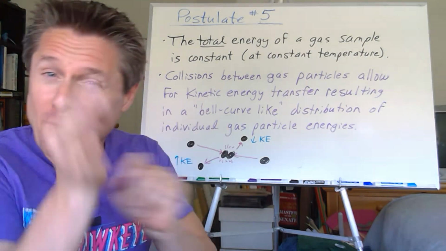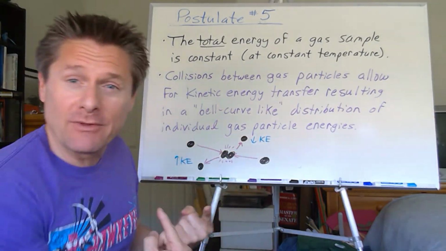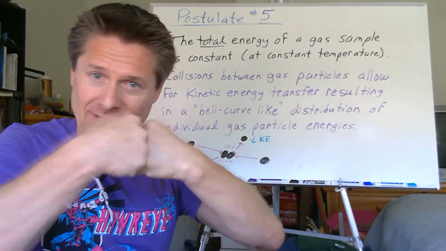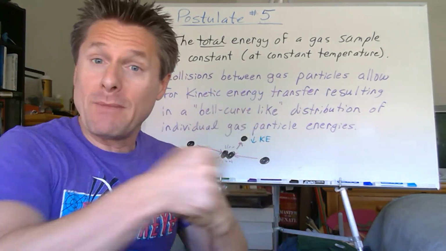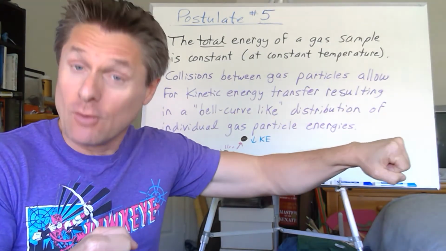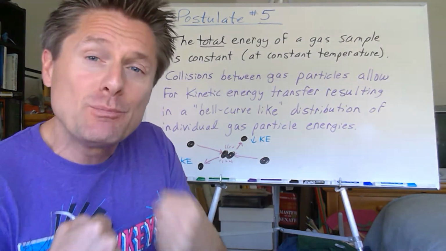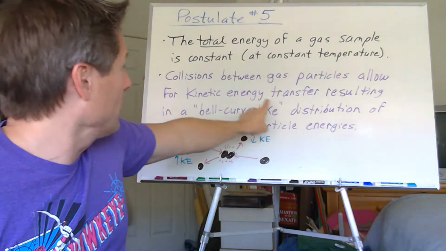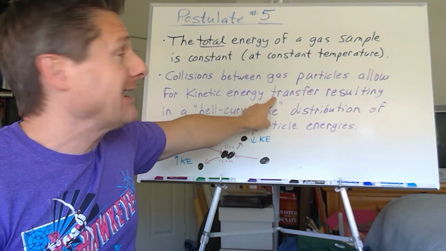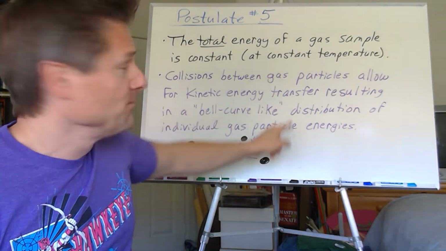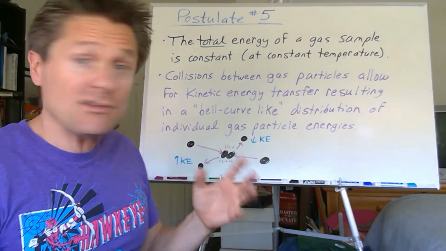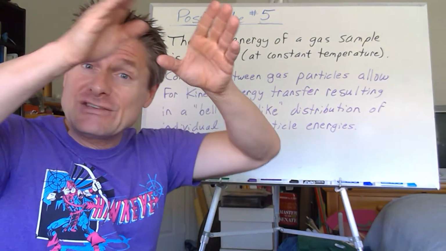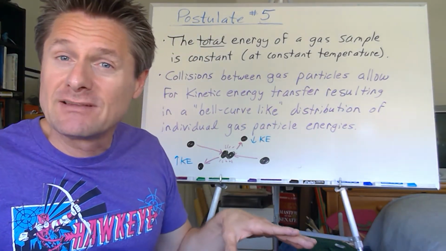But because of the motion of the particles, they can collide with each other. Would you agree that when they collide, just like two billiard balls collide, a faster one may slow down, and one that wasn't moving starts moving? There's a distribution of kinetic energy upon collision. So collisions between gas particles allow for kinetic energy transfer between the particles. Some can gain energy, some can lose energy. That results in a distribution of kinetic energies of gas particles.